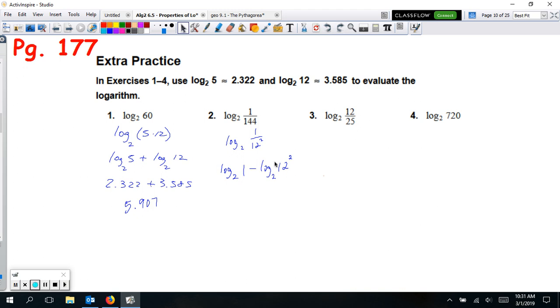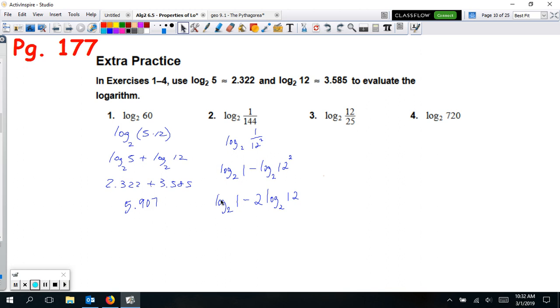And now we have a power property right here with the 12 squared. So what we're going to do here is take the exponent and put it in front of the log, so we can multiply 2 times the logarithm just on that part. So that first part stays the same, log base 2 of 1. Now it's minus 2 times log base 2 of 12. Well, now log base 2 of 1, this is one that we've already looked at before. It's one of those always logs. If this is 1, we always know what the answer is, because 2 to what power would give you 1, and that's got to be 0.